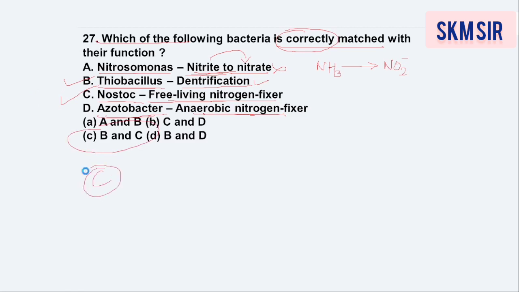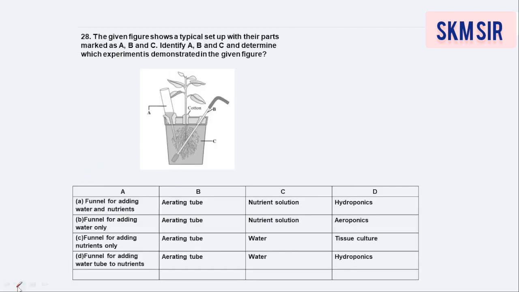Coming to the next question, dear students, the 28th one, you can see the figure. The given figure shows a typical setup with parts labeled A, B, C and D, and determine which experiment is performed here and what is the purpose of this experiment. Have you seen this particular figure in your NCERT diagram? So this is the diagram present in NCERT.